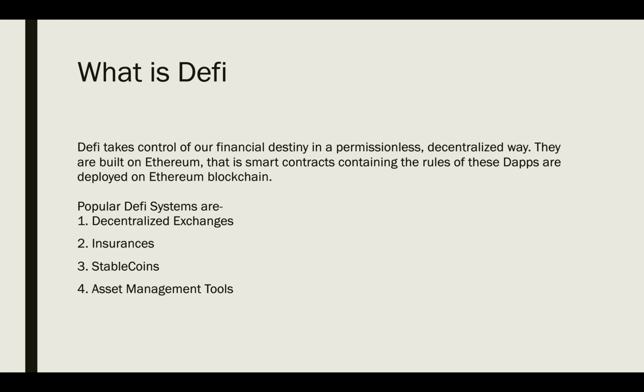Now coming to what is DeFi. DeFi deals with everything finance, but in a permissionless and decentralized way. And how does it manage to be permissionless and decentralized? Because they are built on Ethereum. They are smart contracts where rules are written, and then these smart contracts are deployed on top of the Ethereum blockchain. So popular DeFi systems which we have been talking about are DEXs, insurance, stablecoins, and asset management tools.